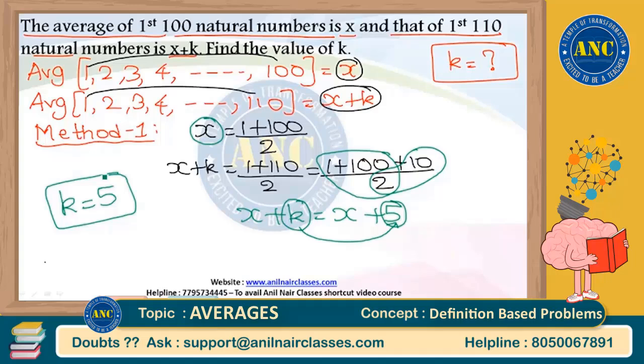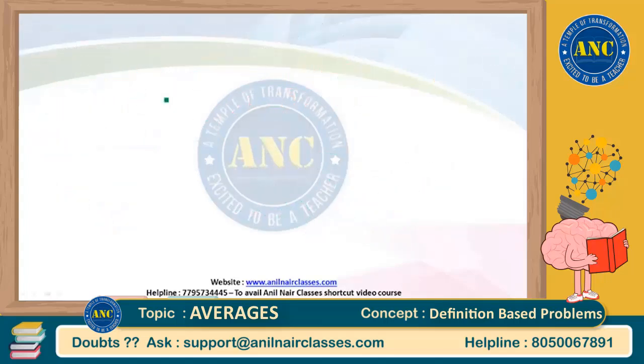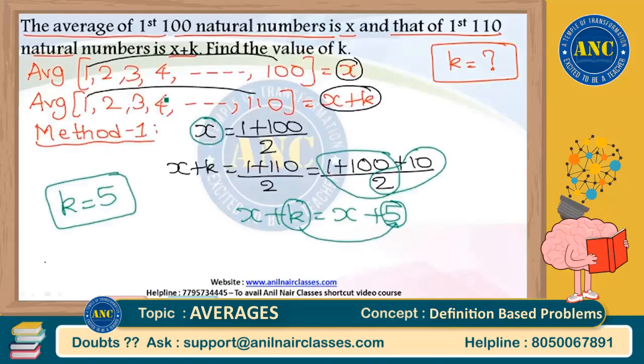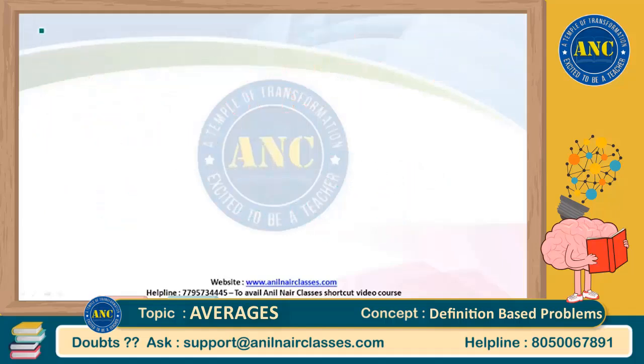Now listen carefully, sir. The answer for this question is 5. This is the method which I implemented based on a definition: the average in arithmetic progression is first term plus last term by 2. Using that definition, I solved this particular problem. Now see here, I will solve the same question by using Method 2.